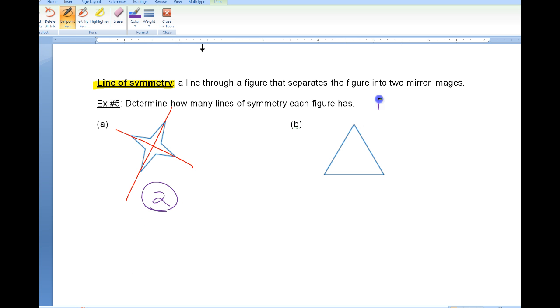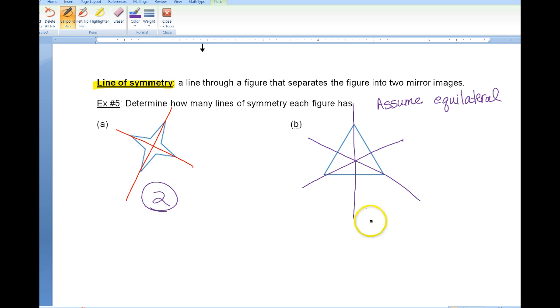Okay, for this one, let's assume this is an equilateral, otherwise it makes the problem different. What do you think? I think there's 3. So we could draw one here, one here, and here, 3? Yeah. Okay, that's good.